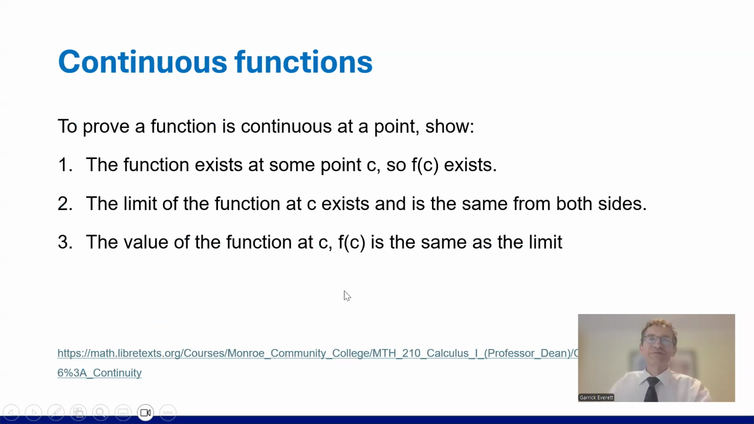Okay, continuous functions, which is the last point we'll make in this part of the lecture. To prove a function is continuous at a point, show that the function exists at some point c. So you've got f(c). The limit of the function at c exists and is the same from both sides. The value of the function at c, f(c), is the same as the limit. So you want to show those 3 things. So let's do some examples.